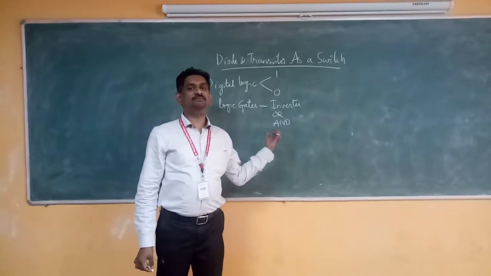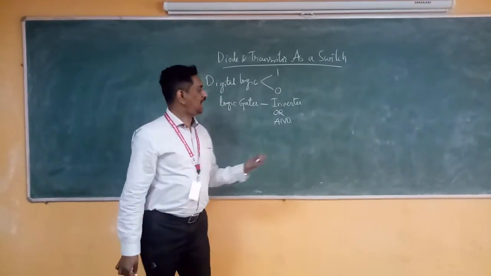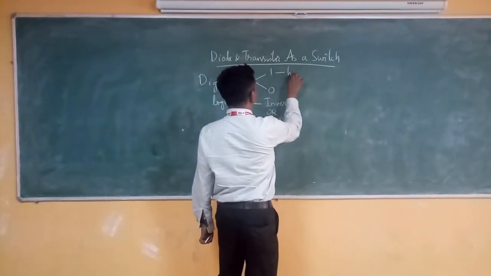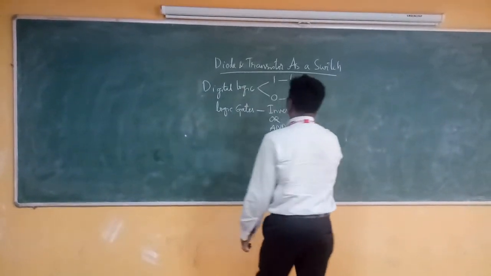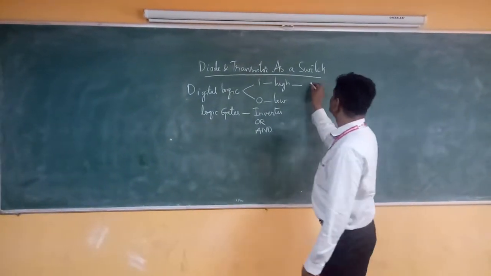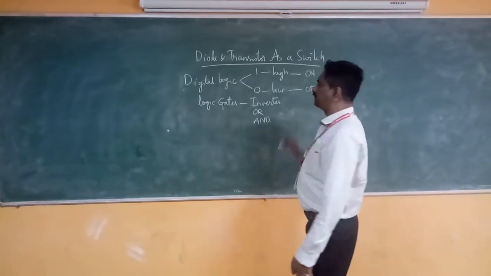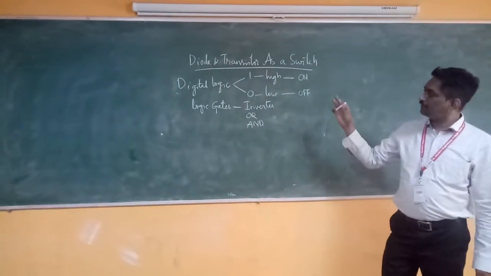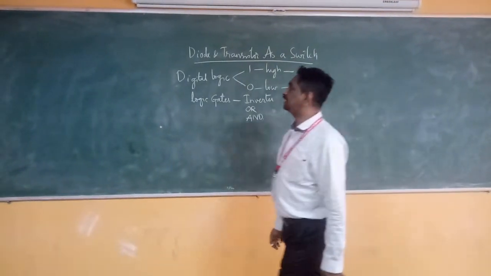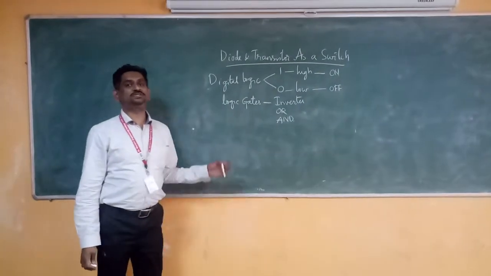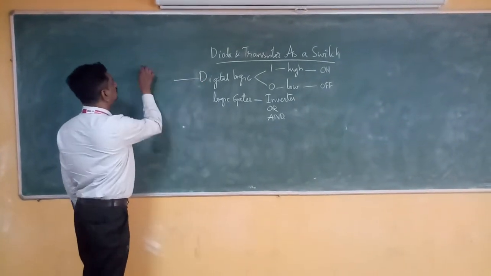So from where do we make all these things 1s and 0s? In other words, I can say high or low. So this is high and this is low. Or in other words, I can say on, off.